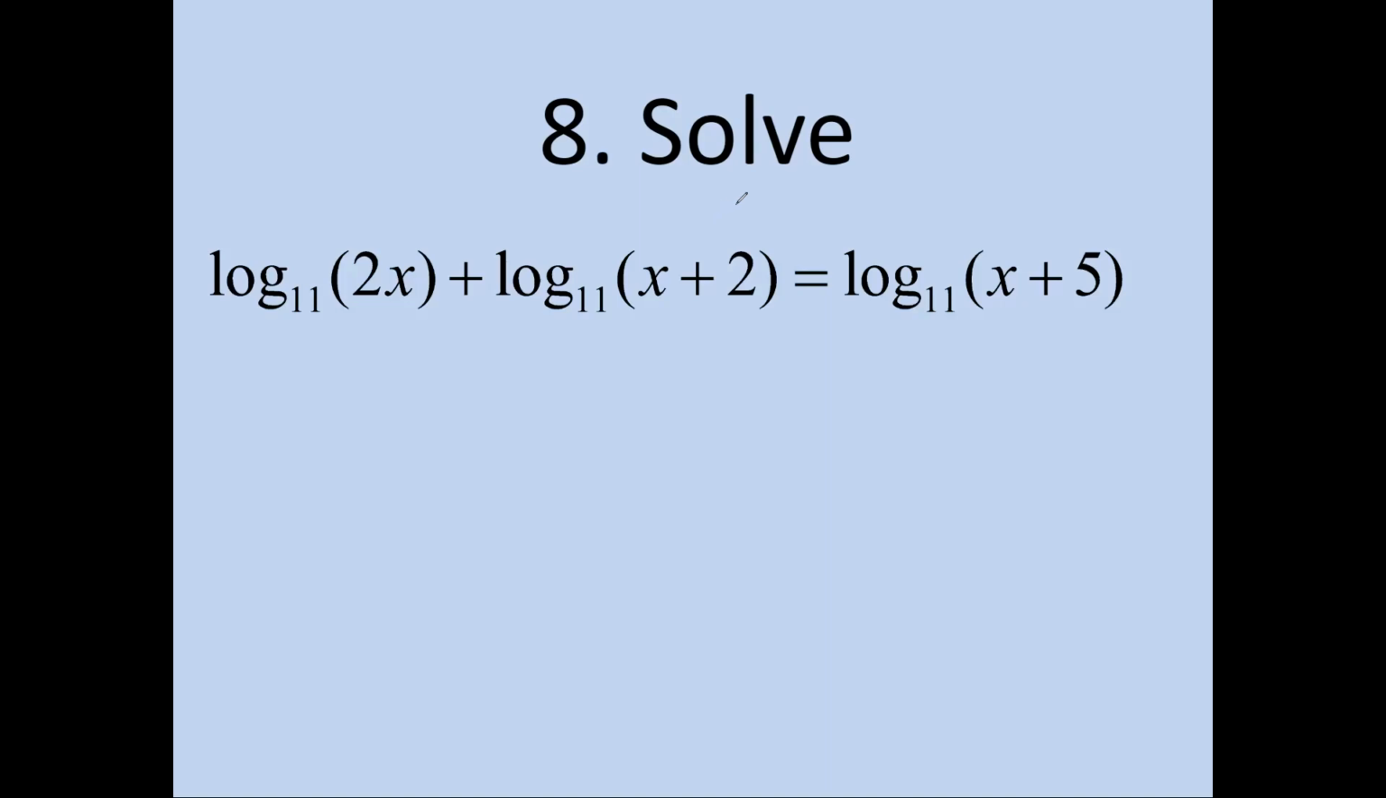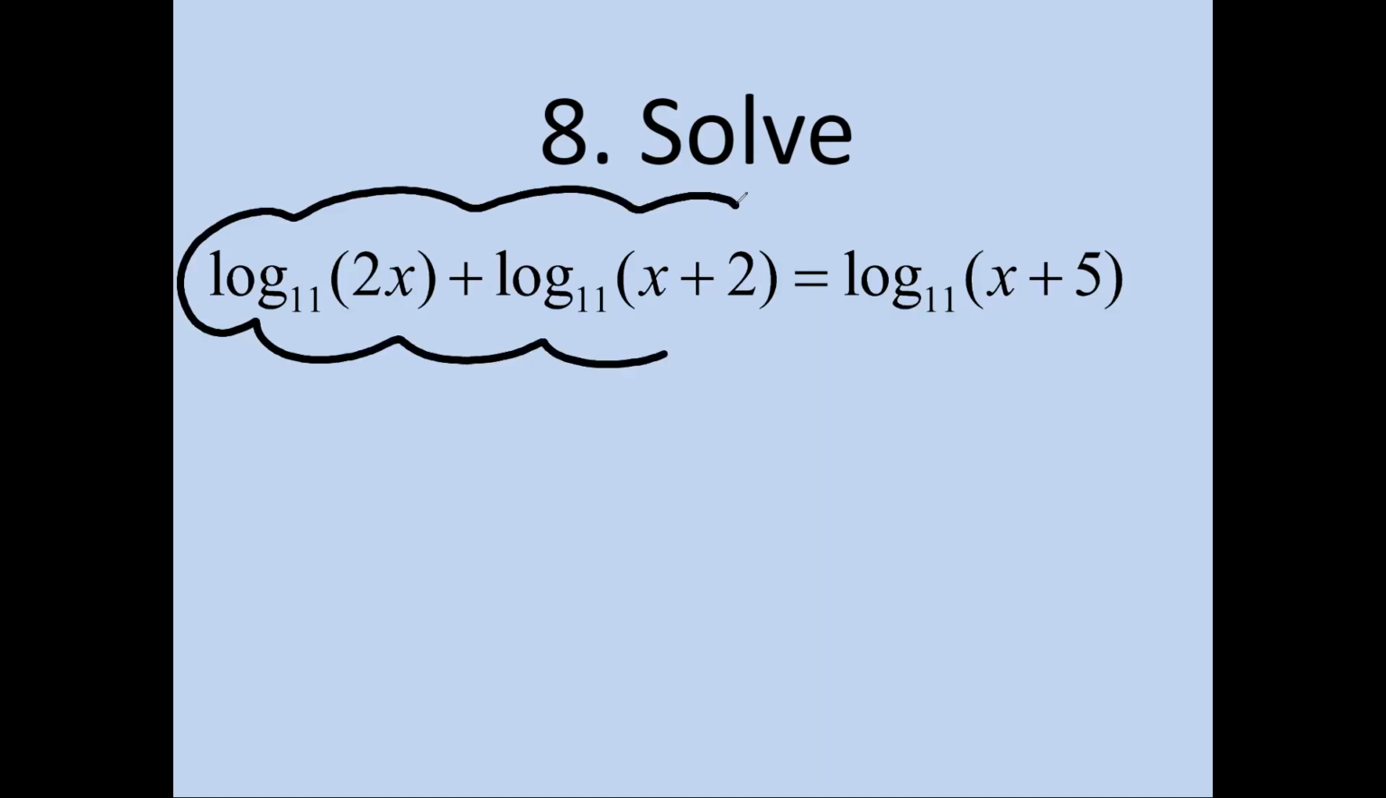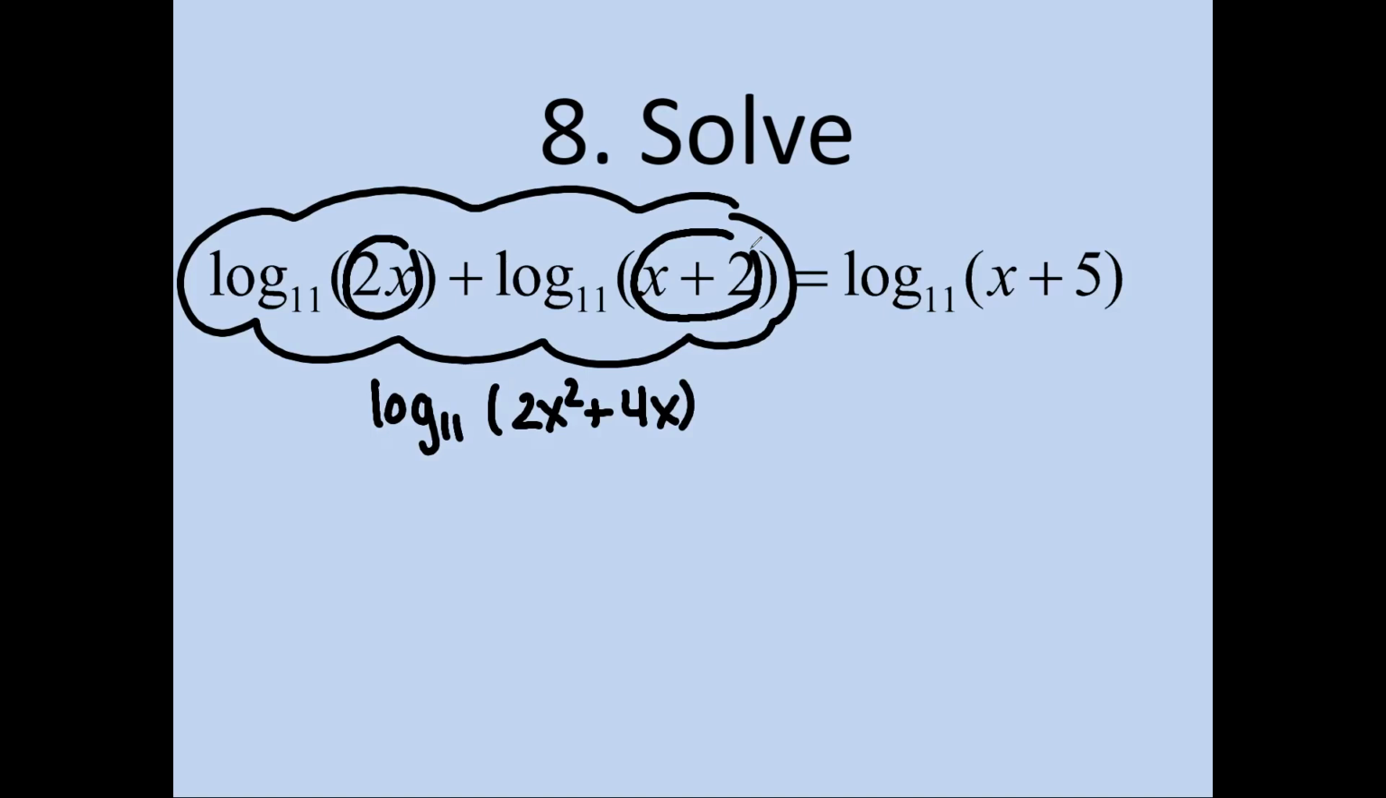So when I'm solving logs, I'm going to try to write this side as a single logarithm. So it's going to be log base 11 of 2x squared plus 4x. I'm going to be taking this 2x and multiplying it with an x plus 2. Is equal to log base 11 of x plus 5. So when I have a log equal log, I'm going to take 2x squared plus 4x, set equal to x plus 5.